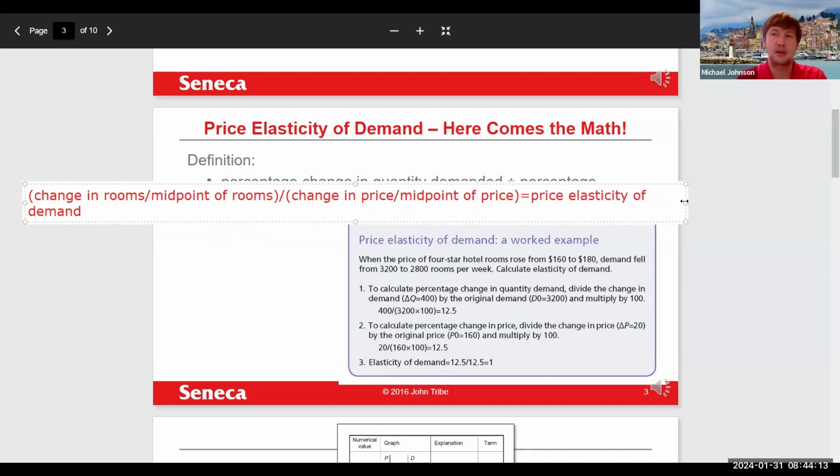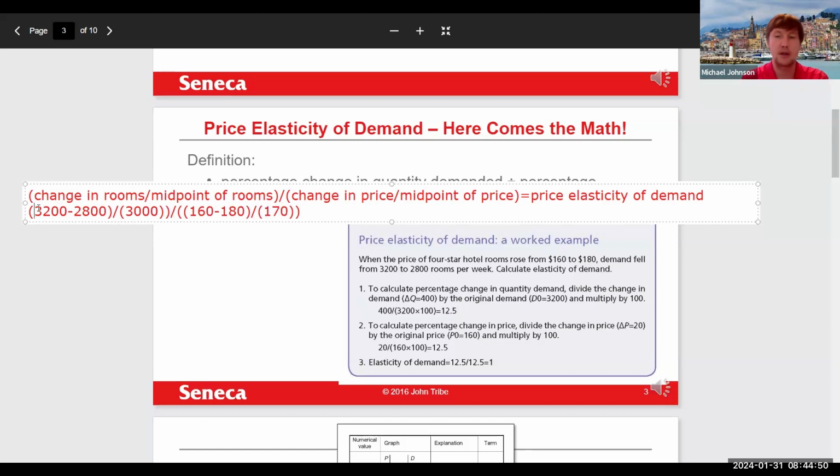Based on this, you take 3,200 minus 2,800 and then divide that by the midpoint. The midpoint of those is 3,000. You just have to find the middle. And then divide that by the change in price, so sorry, 160 minus 180. The midpoint between 160 and 180 is 170. So we have all that information now, and you just plug it in. That's how you get price elasticity of demand.